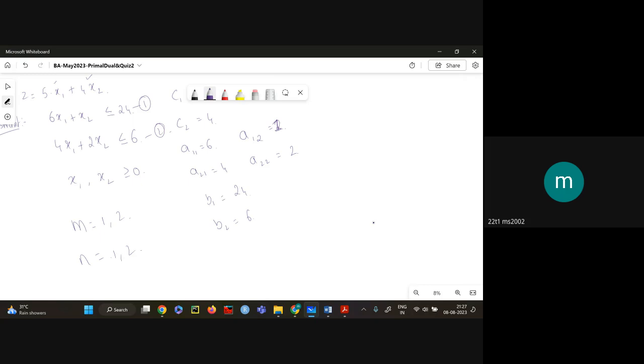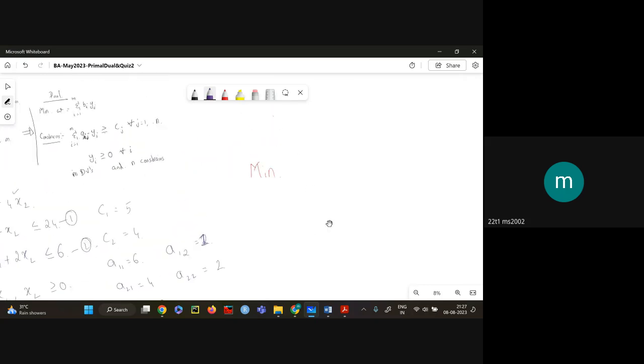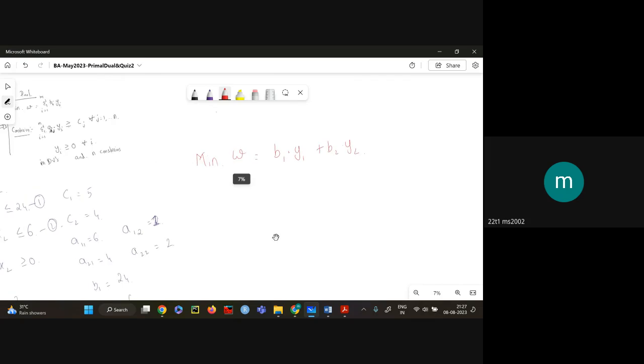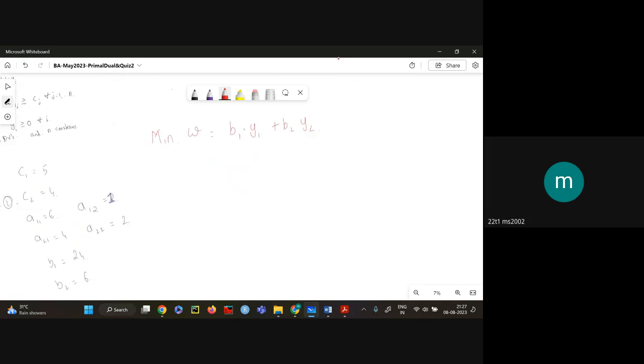Okay? So write that. So minimize my W is equal to B1 into Y1 plus B2 into Y2. What was that? That was 24 into Y1 plus 6 into Y2.